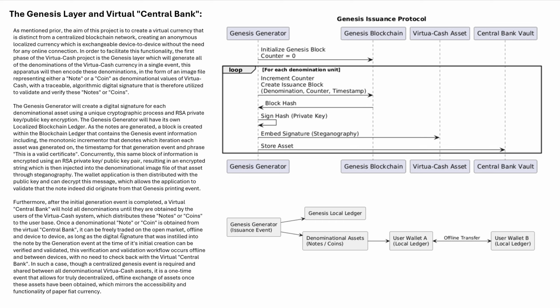Once a denominational note or coin is obtained from the virtual central bank, it can be freely traded on the open market offline and device to device as long as the digital signature that was instilled into the note by the generation event at the time of its initial creation can be verified and validated. This verification and validation workflow occurs offline and between devices, with no need to check back with the virtual central bank. In such a case, though a centralized Genesis event is required and shared between all denominational Virtual Cash assets, it is a one-time event that allows for truly decentralized offline exchange of assets once these assets have been obtained, which mirrors the accessibility and functionality of paper fiat currency.